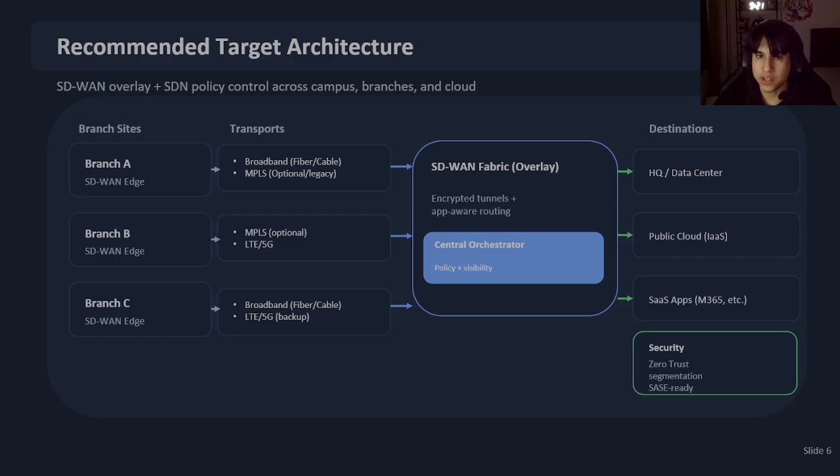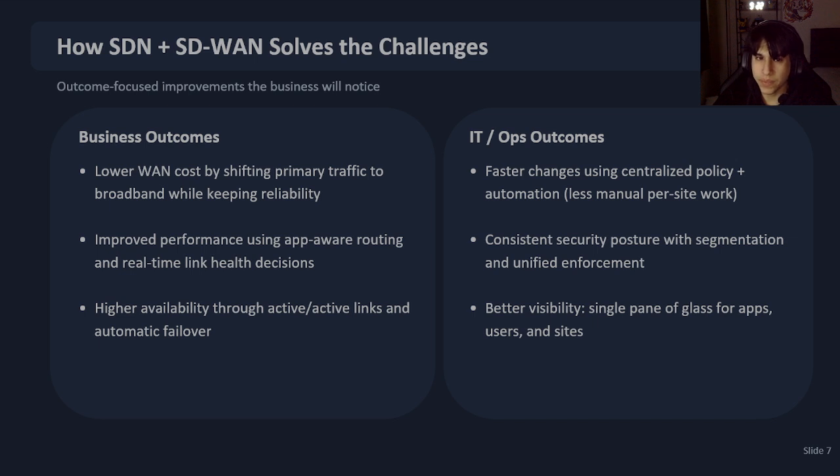Now let's connect the architecture to the outcomes the business will feel. SDN and SD-WAN solve the biggest issues in three major ways. First, they reduce costs by shifting more traffic to broadband while keeping MPLS only where it's truly needed. Second, they improve performance through application-aware routing and real-time path selection. Third, they increase resiliency by enabling multi-link failover and improving uptime across branch sites.